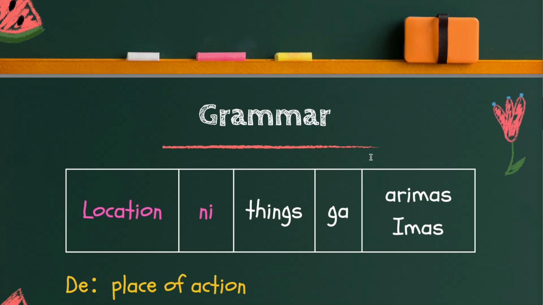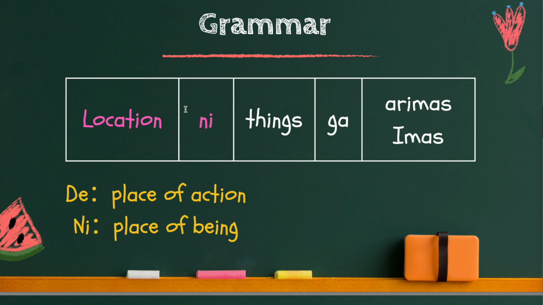But today, we will apply the location words using another grammar format, which is this one. Location に things があります or います。You have learned this in lesson 27. あります, います mean there is, there are in Japanese. So, whenever you indicate some existence, you need to use the ni particle to indicate the location of the existence.